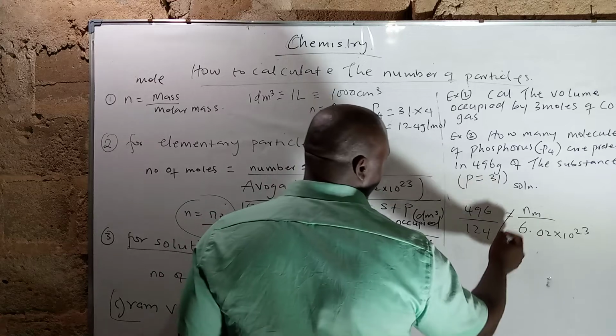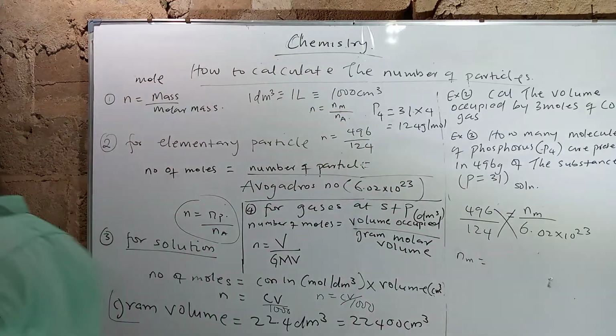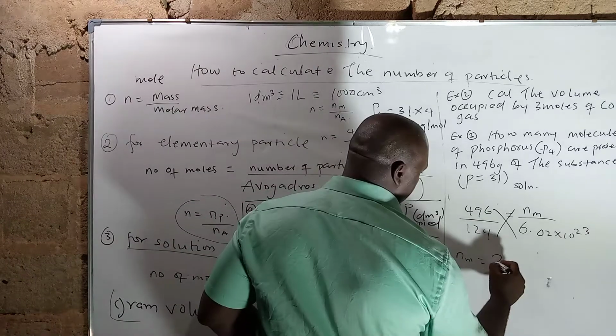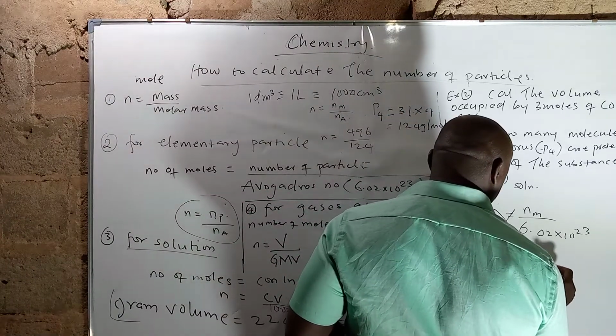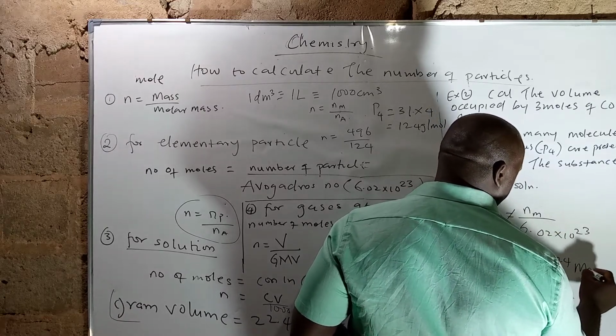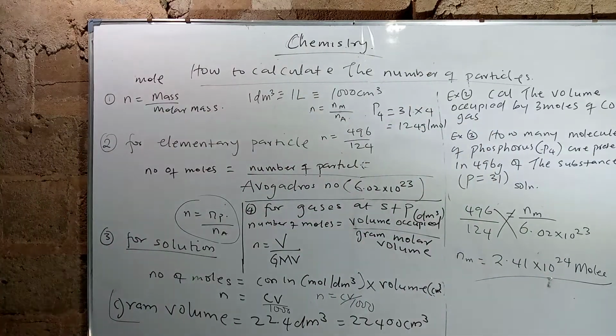Now all you need to do is cross multiply the number of molecules here. You cross multiply, please punch your calculator, should give you 2.41 times 10 raised to the power of 24 molecules. And that is the answer. So endeavor to solve more calculations in this. It is so easy. That should be all for this video.